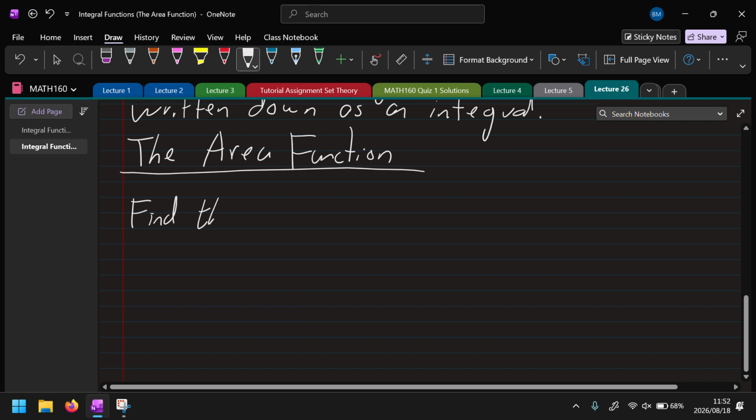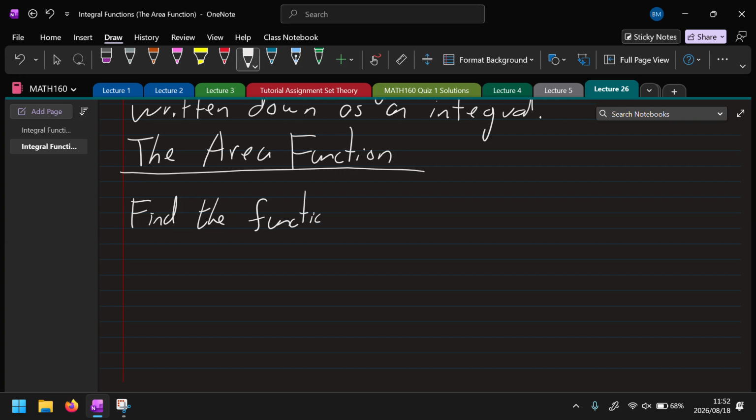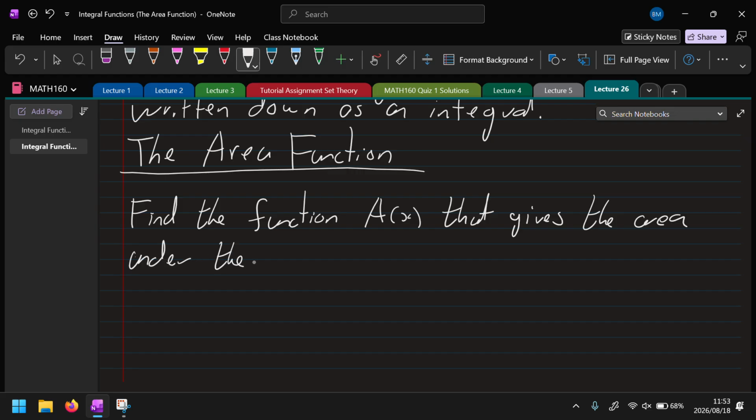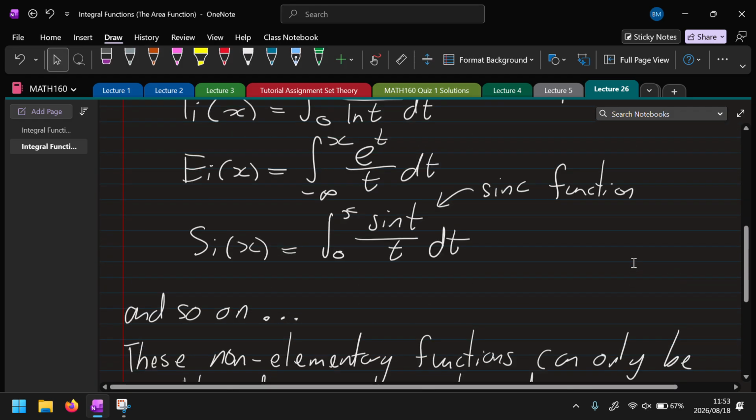Okay, so find the function A of x that gives the area under the curve f of t equals t squared from t equals 0 to t equals x. So this is some function A of x, and it will give us the area underneath the curve from 0 to x. Very similar to what we drew over here.